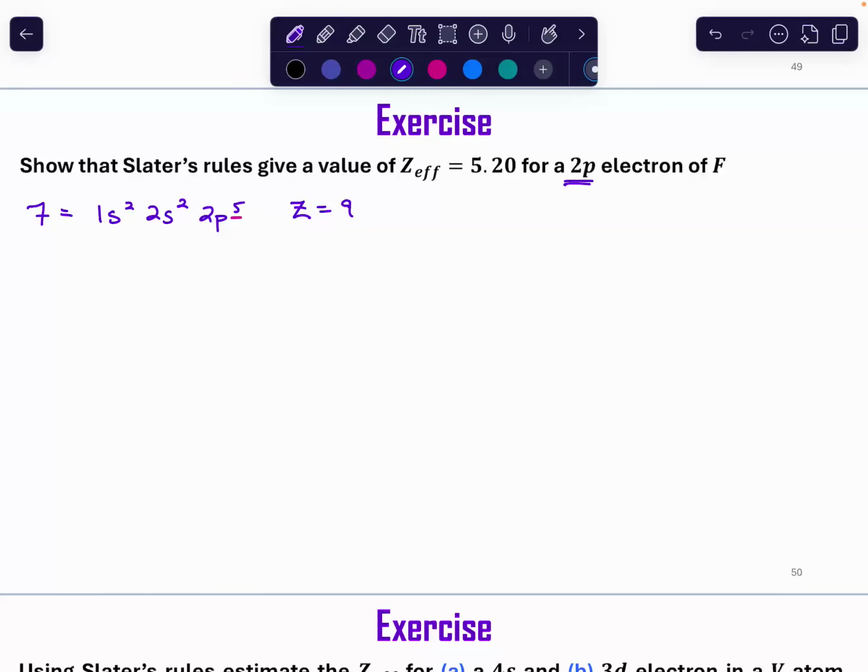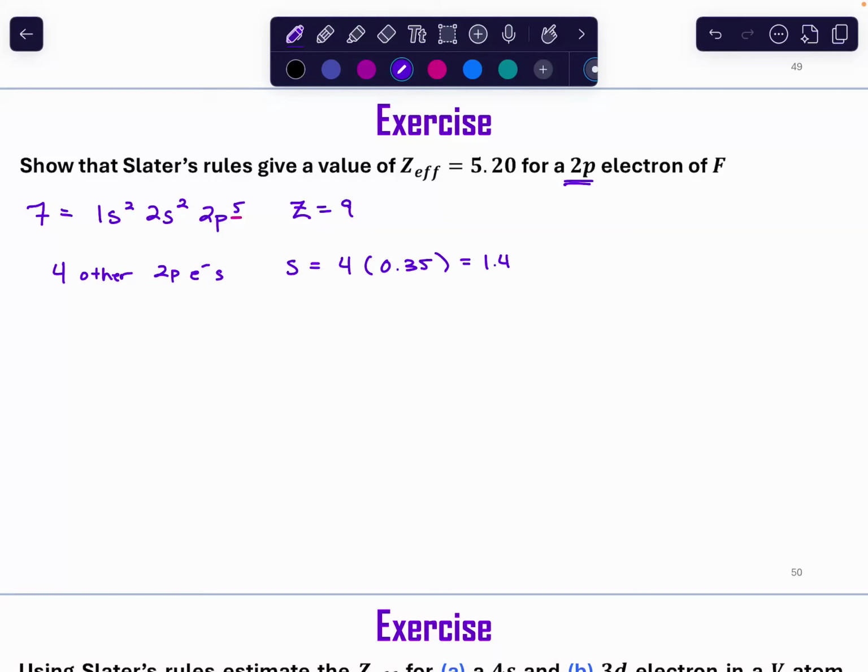We have 4 other 2p electrons, and then we have 2s electrons. Let's just do them one at a time. Whatever 2p electron you're looking at, there are still 4 left in the 2p level. So the shielding constant for these is going to contribute those 4 electrons times 0.35. This will give us 1.4, because those are all in the same group.